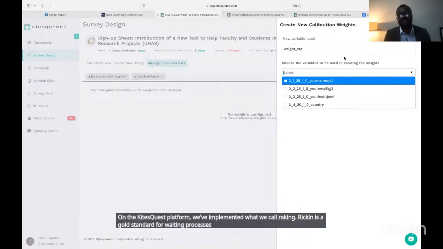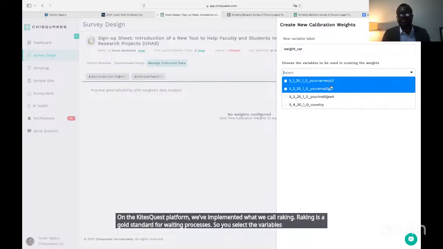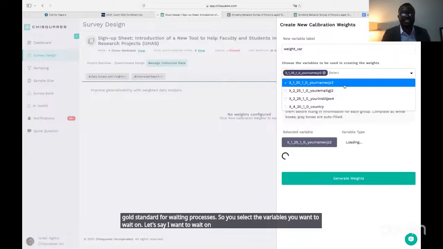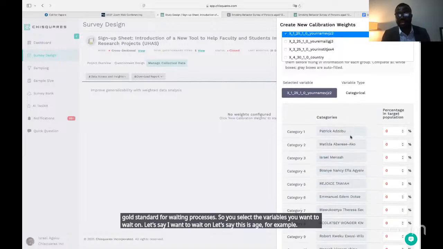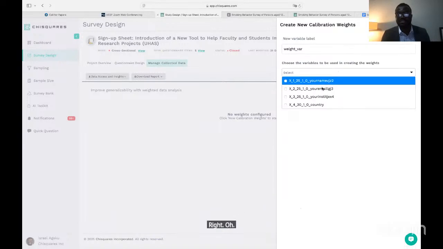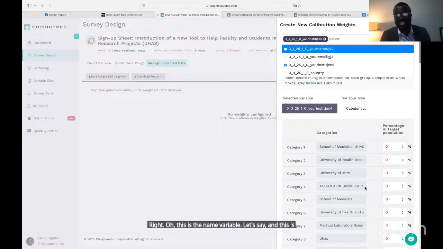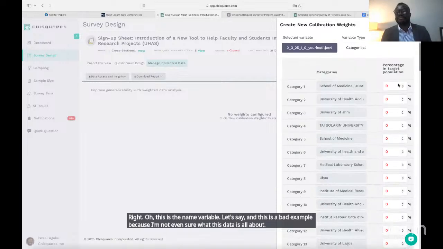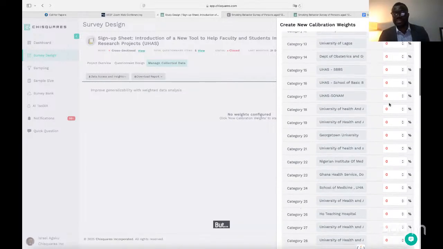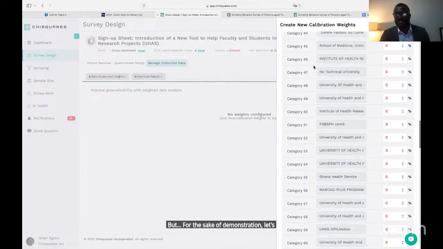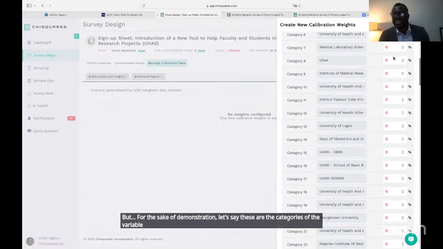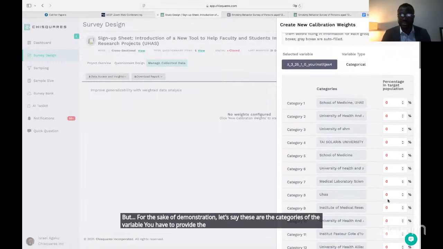So you select the variables you want to weight on. Let's say I want to weight on, let's say this is age, for example, right? Oh, this is the name variable. This is a bad example because I'm not even sure what this data is all about. But for the sake of demonstration, let's say these are the categories of the variable. You have to provide the calibration weight, or the marginal percentages. These are the percentages for those categories in the population you're interested in.